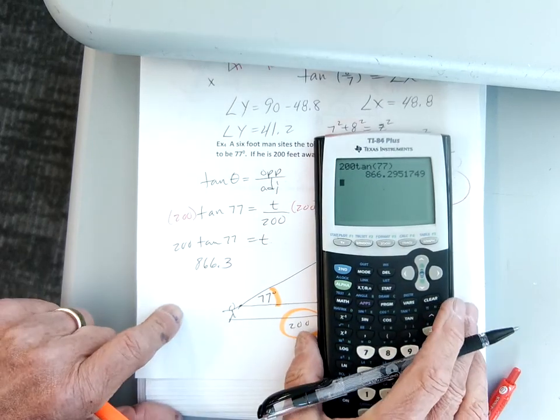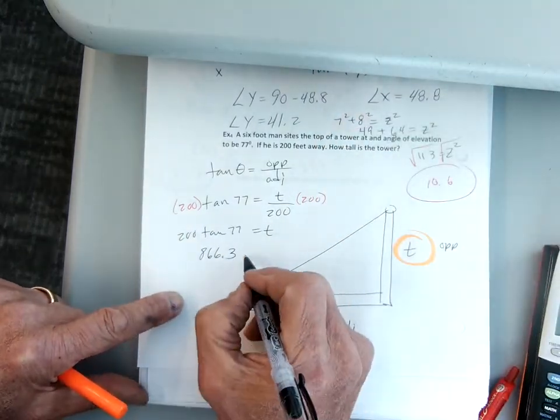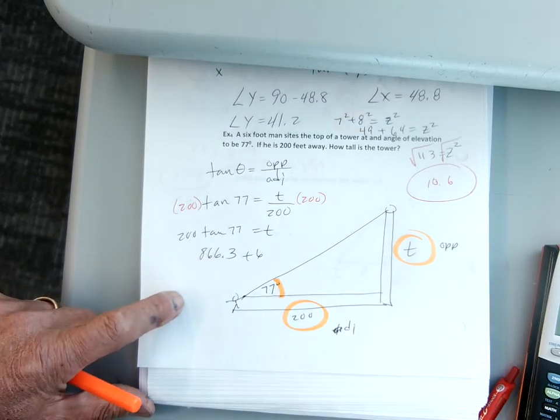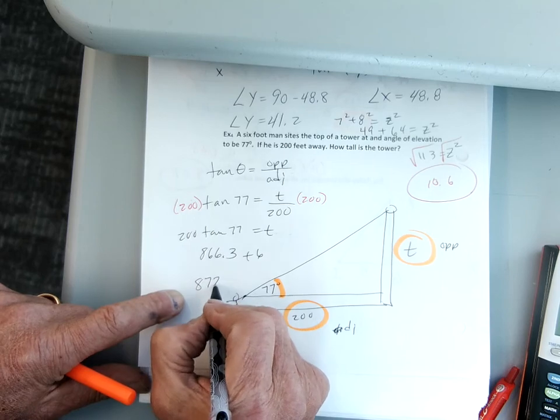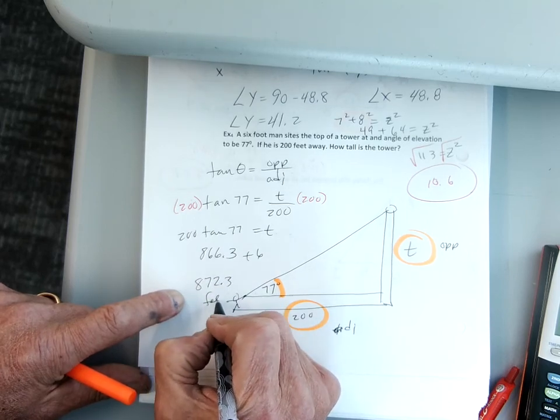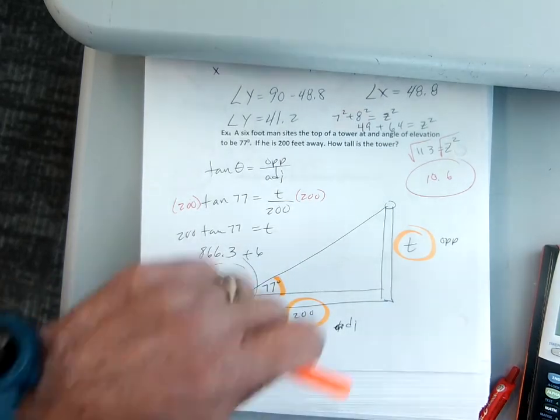Now what do we do? Add what? 6. And I get 872.3 feet. Okay, what do you think? Okay, I want you to be honest with me, okay? All right.